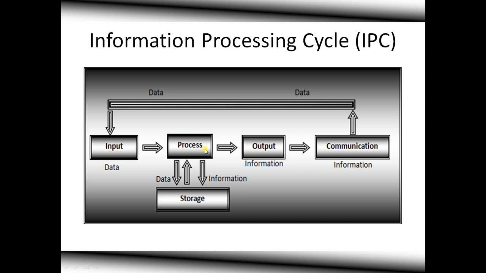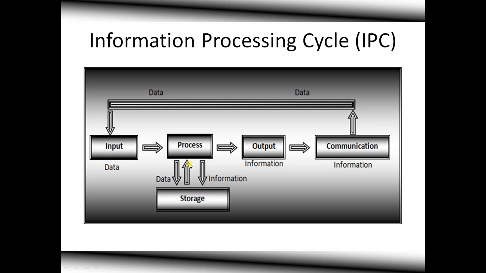Now, when the processing medium receives the data, it will first of all send the data to the storage. Okay, it will first of all send it here. That is how you have this arrow. Then after it has sent all the data to the storage stage, then it will pick data one after the other to process.